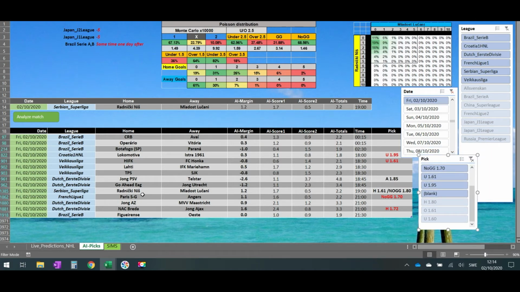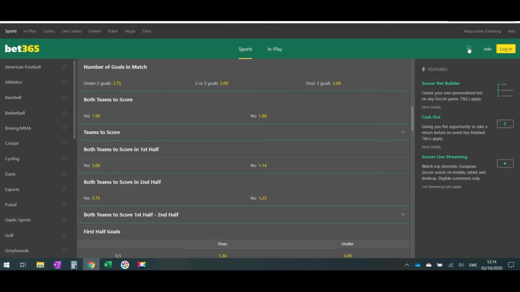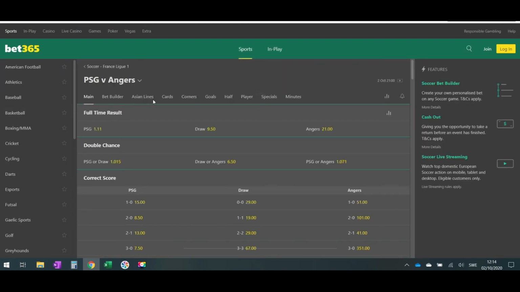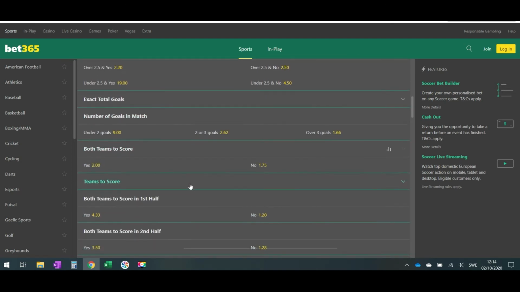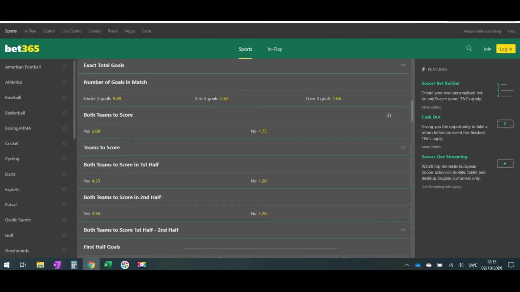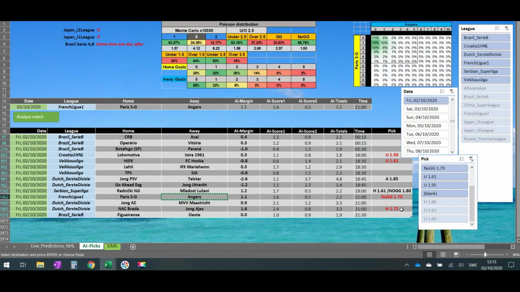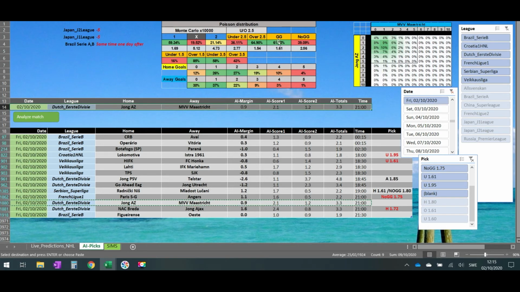There. Okay, let's check also the French league over here. Analyze the match. We see that no GG is also an option. So let's find it. Goals, the wonder. Both teams to score no, it's 1.75, this is a pick. Let's correct it.